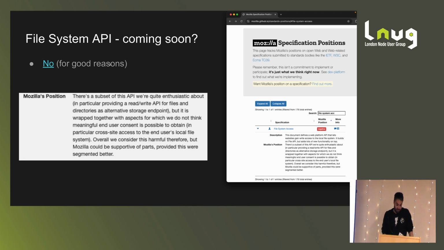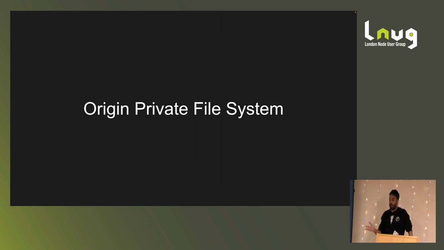Yeah, so as I said, the File System API isn't supported by other browsers, and also there's not very much interest in it, or actually, that's the wrong word. There's enthusiasm, but also this is bad, right? Mozilla has their specification positions, which is an amazing doc, and they give a really good position on this. They're really enthusiastic about it, but we're not able to give meaningful end user consent to obtain that access to the local file system. Totally legit. So that brings us to the origin private file system, right?